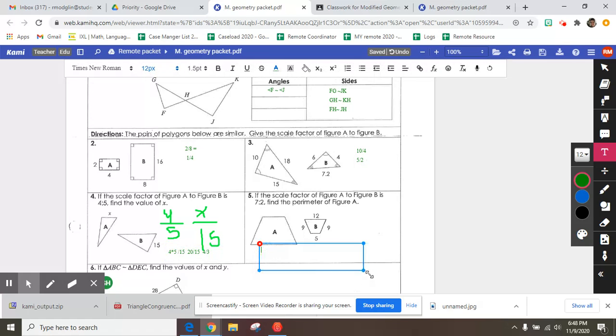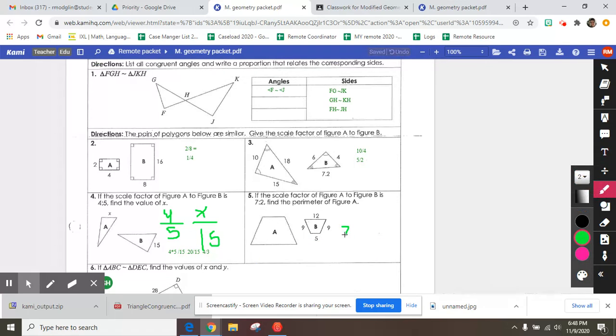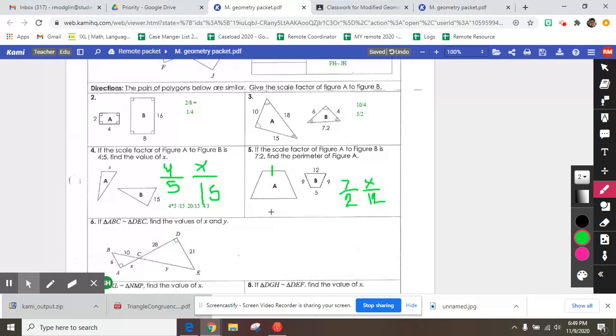All right, this one, scale factor from A to B is 7 to 2. So I'm going to write 7 first, over 2. Okay, this one I want you to find the perimeter, but we need to find the side first. So let's go ahead and find, we can look at the smaller side. Okay, so then we have x over 12. Again, you're going to cross multiply and divide. So you're taking 7 times 12 and dividing it by 2 for your answer for one side.